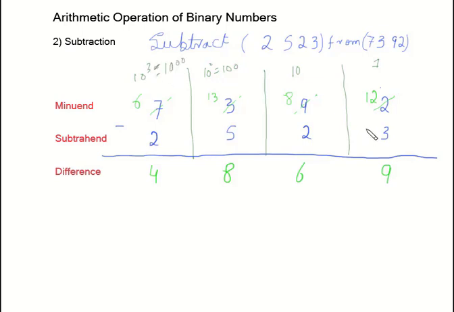Look at this rightmost column macroscopically. Earlier, initially I was taking 3 from 2, which wasn't possible, so I borrowed 1 from the next column. Let me explain it in a simpler way for better understanding. This rightmost column is of units, and the next one is of tens. What does it mean that I take 1 borrow from this column? It means that I'm taking 1 ten to this column.